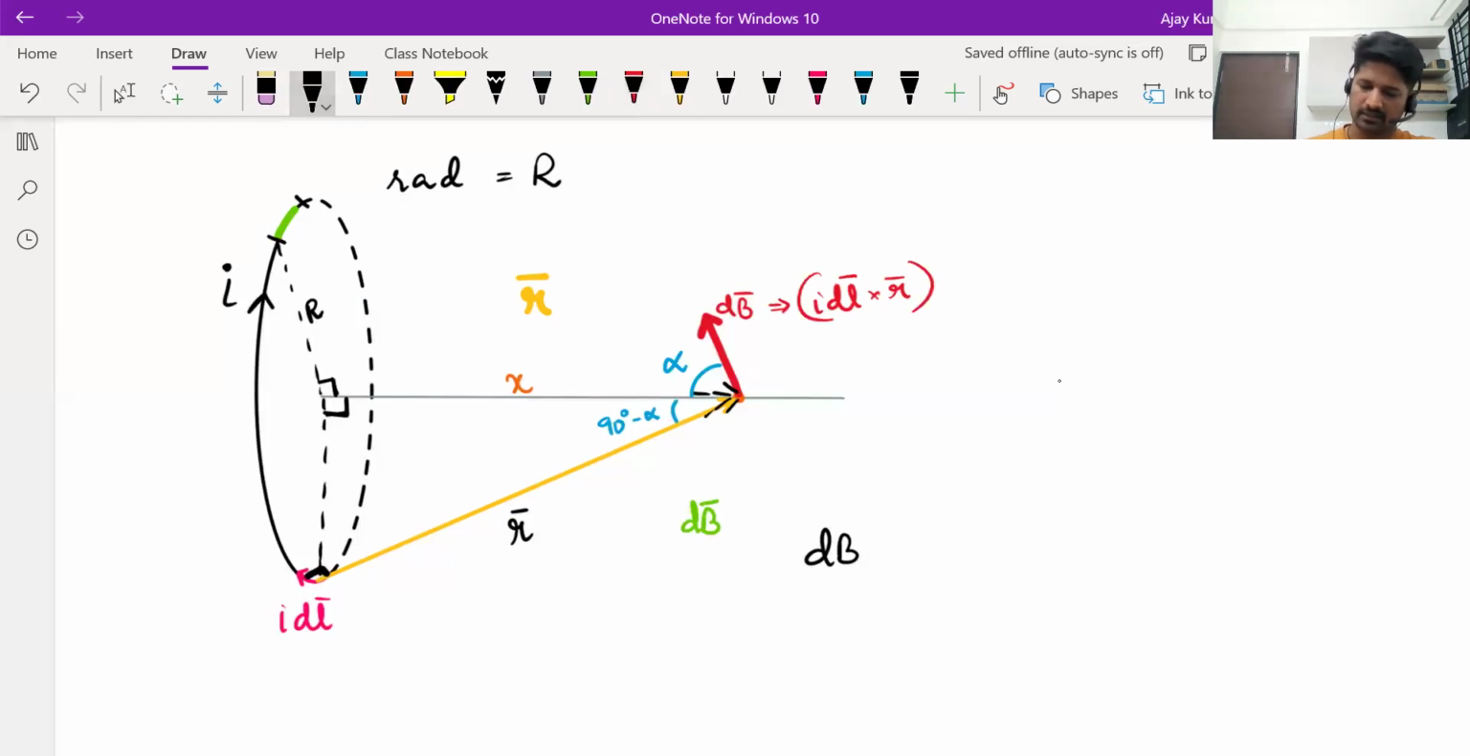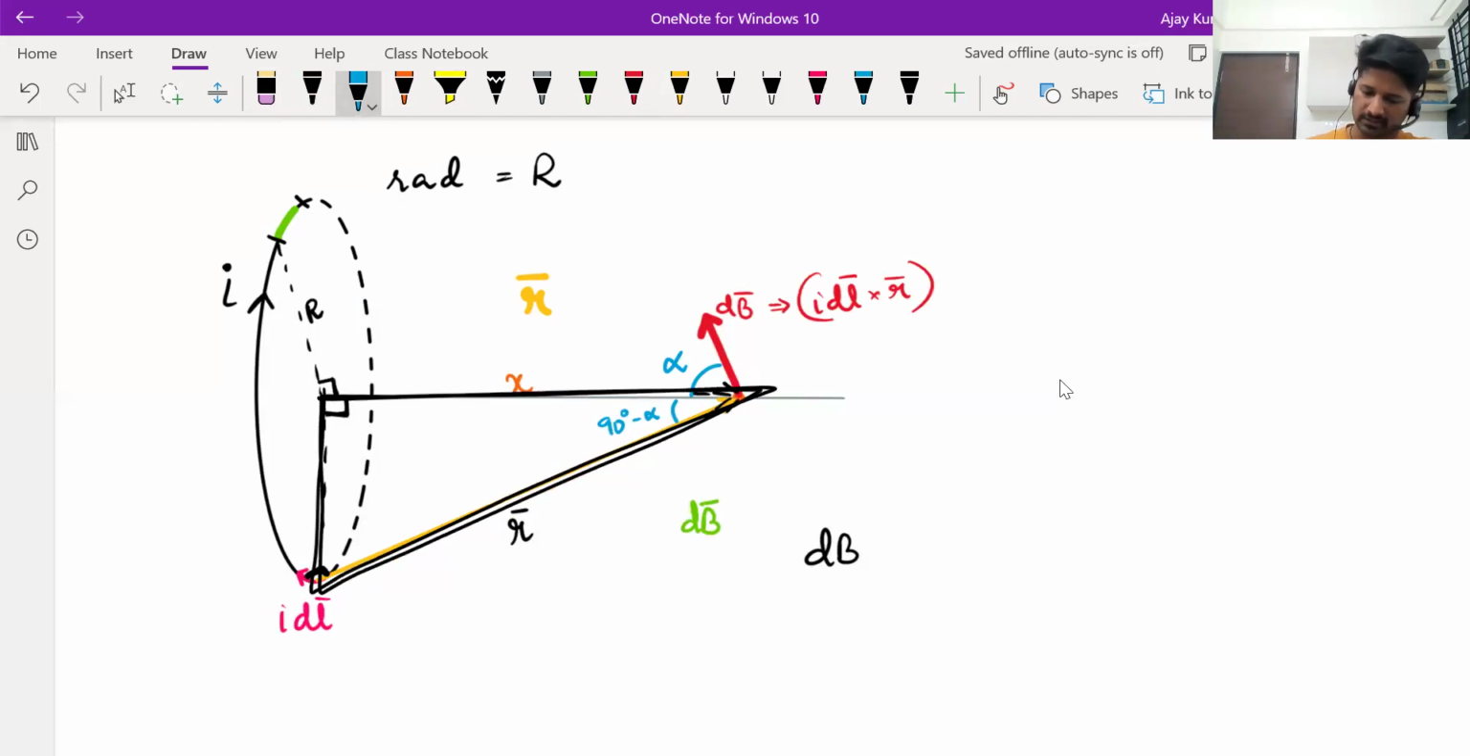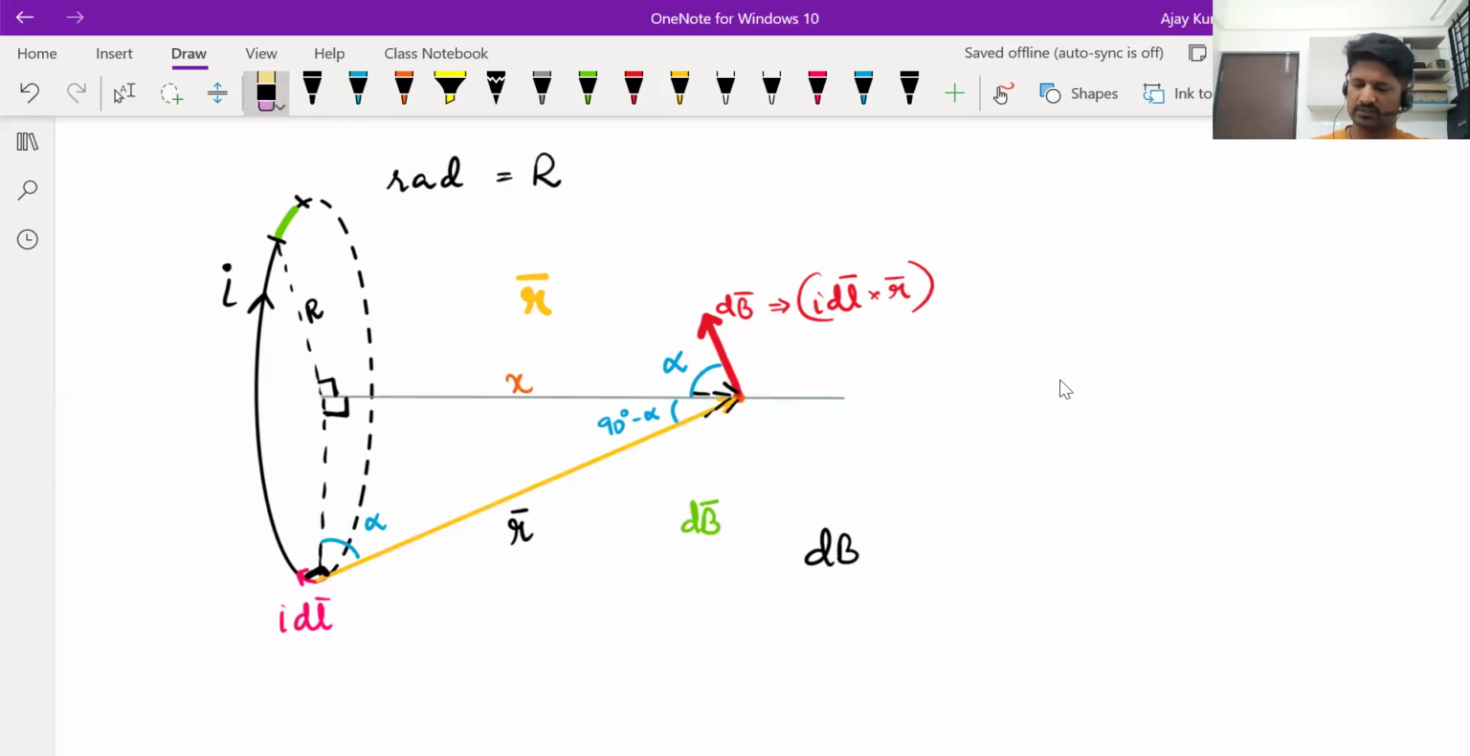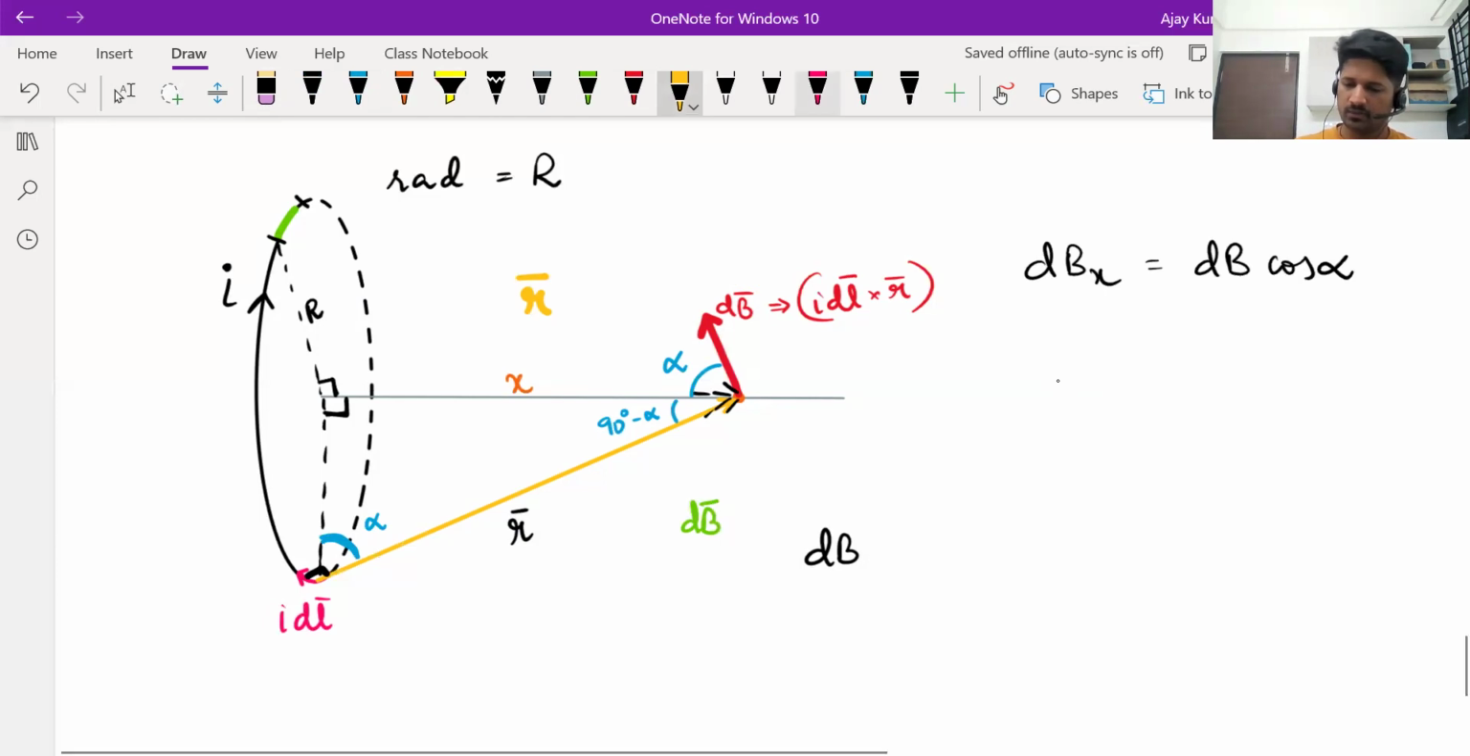And you can see a right angle triangle here. If that angle is 90 minus alpha, then this angle becomes alpha. In fact, I don't think you need that. But you can say that that angle will be alpha. To take dB's x component, which is what we need to integrate, you need dB cos alpha. Let us use this right angle triangle to get cos alpha.